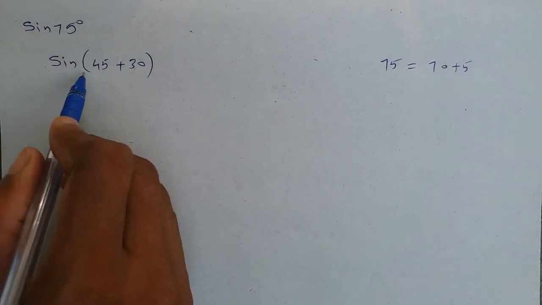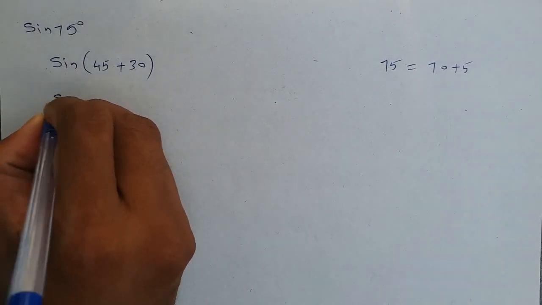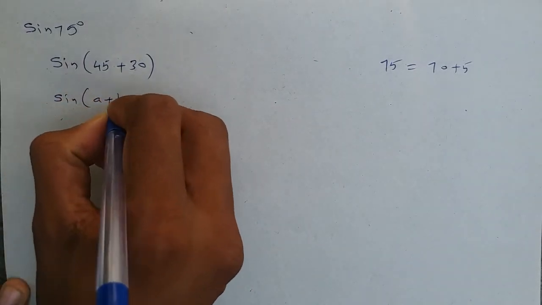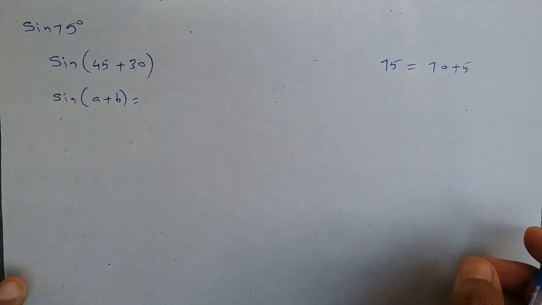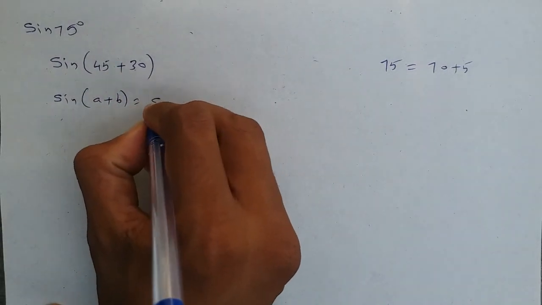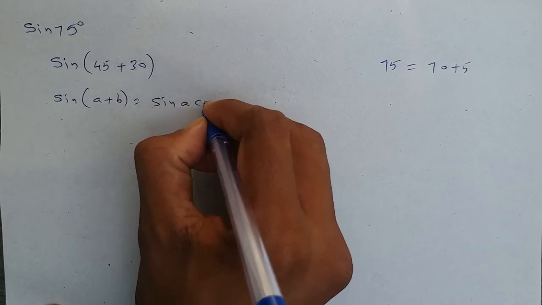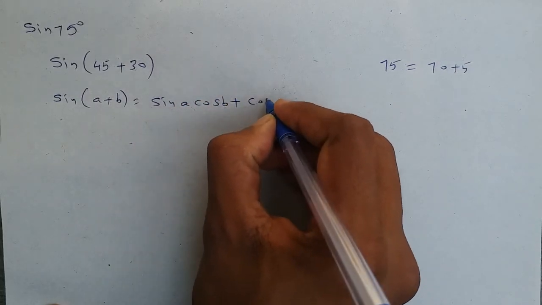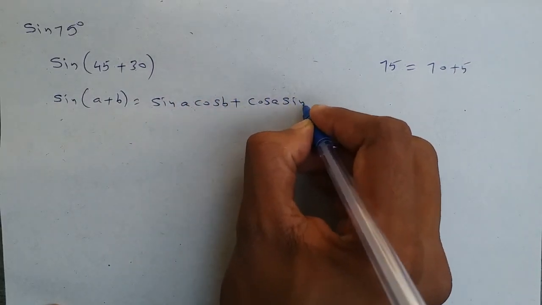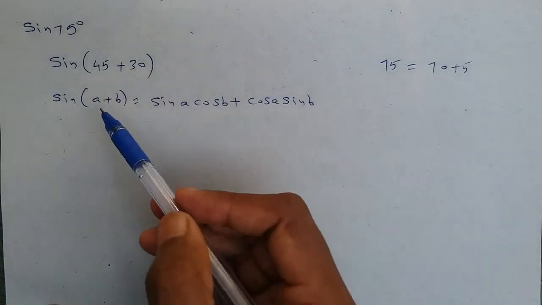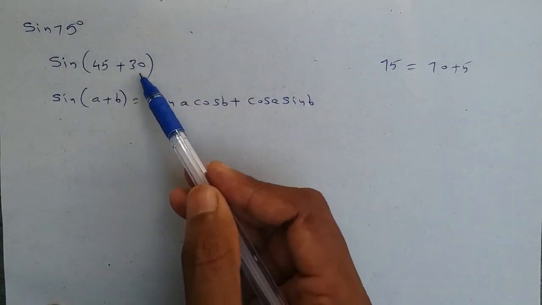Now this is in the form of sine of a plus b. What is the formula for sine of a plus b? Sine of a plus b is equal to sine a cos b plus cos a sine b. In the place of a, 45 degrees, in the place of b, 30 degrees.